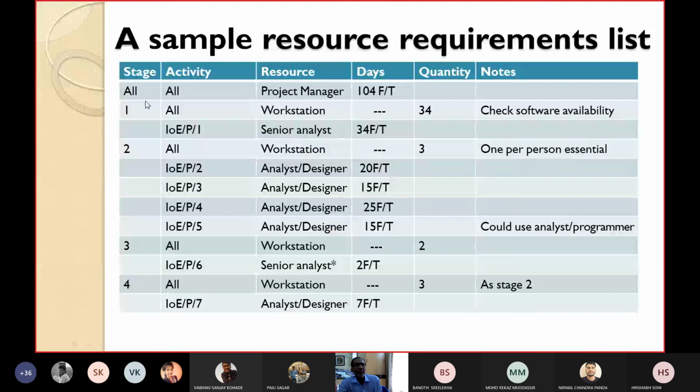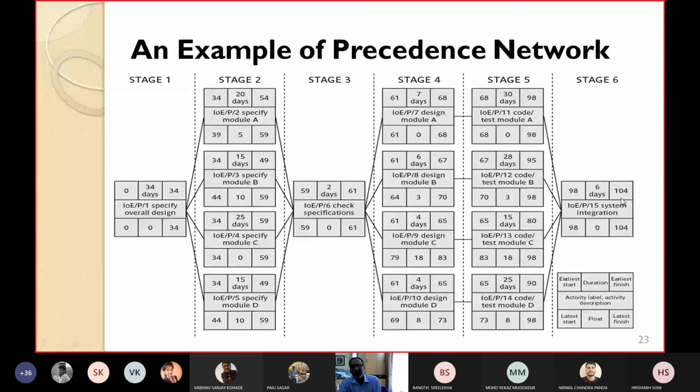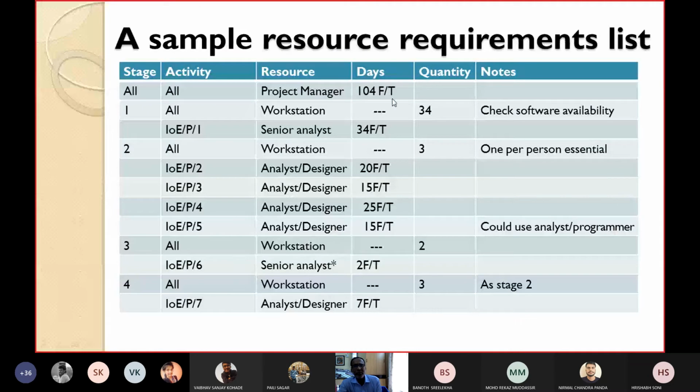For example, as I have already told you, the project manager is required for all the activities. So the stage is all stages, all activities, project manager. And it is estimated that it will take 104 days, since this project takes 104 days. FT means full time, so the project manager has to be a full-time person. Then the workstation will be required for all the activities, and you may require say 34 workstations. For those workstations, notice that we have to check the software availability.